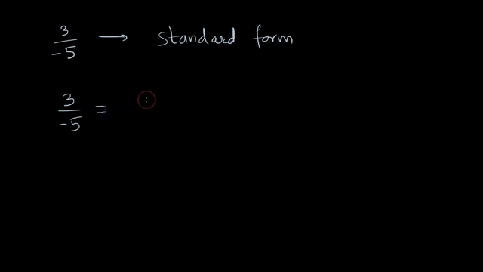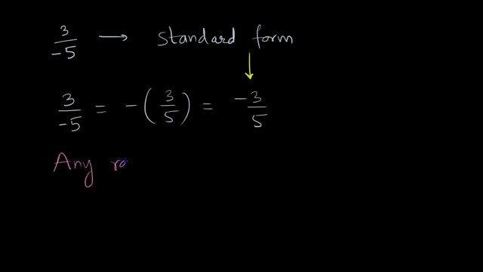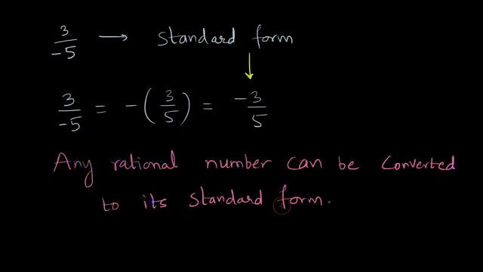What about the fraction 3 by minus 5? Now denominator here is minus 5. Can we write 3 by minus 5 as minus of 3 by 5 and then shift the negative sign to the numerator swiftly, and then we get the standard form since the denominator is now positive and there are no other common factors between 3 and 5. So this is how we have converted 3 by minus 5 into its standard form, which is minus 3 by 5. So remember, any rational number can be converted to its standard form.